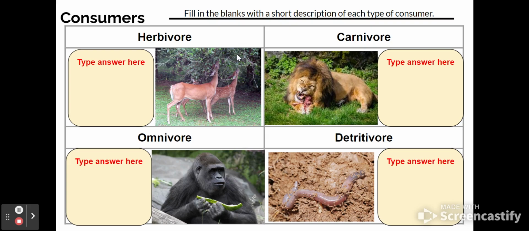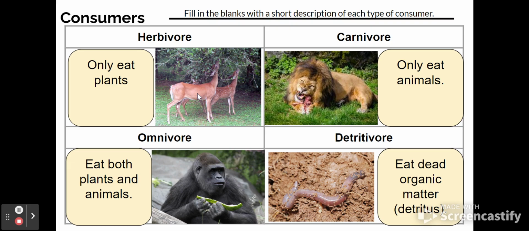So I want you to take a moment and try to identify or write a description of each type of consumer. So these are all things that eat other things, okay? Using the picture, can you write a description of the type of food that they eat, or what kinds of different foods they eat? So herbivores only eat plants. Carnivores only eat animals. An omnivore eats both plants and animals. And a detritivore eats dead organic matter, or detritus.